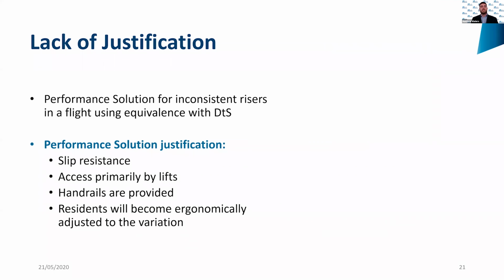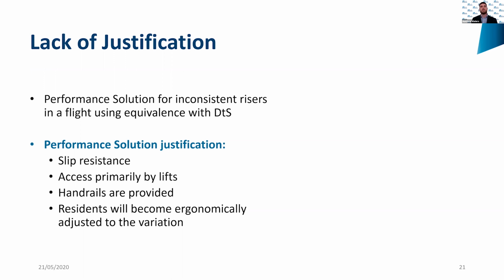Recently, we audited a project which had a performance solution for inconsistent risers in a flight, and it exceeded the inconsistent risers that are permitted by the DTS provision. So it exceeded what DTS permitted as a variation. Now, in this case, the building surveyor produced the performance solution and then issued the building permit. It was approved on 4 dot points, which we've listed on the screen, and they were attempting to justify the proposal. There wasn't anything more than a sentence justifying each aspect of the design, and it was looking at equivalence to deemed to satisfy.